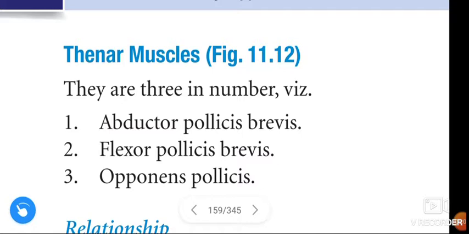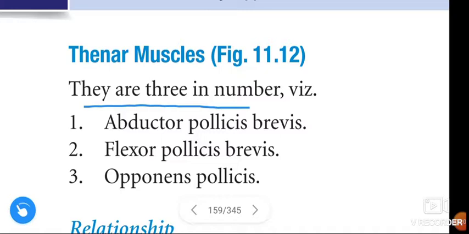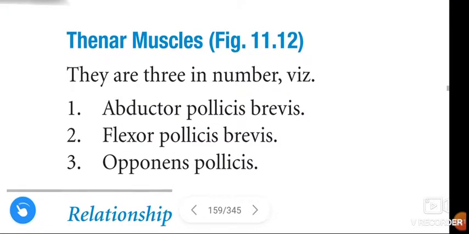In this video, we are going to learn about the thenar muscles. They are three in number: abductor pollicis brevis, flexor pollicis brevis, opponens pollicis.